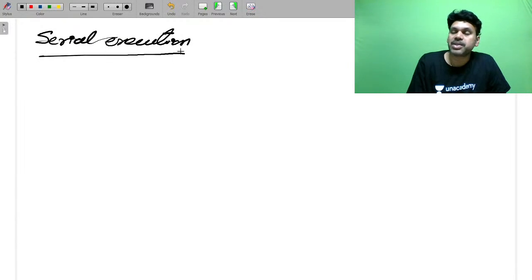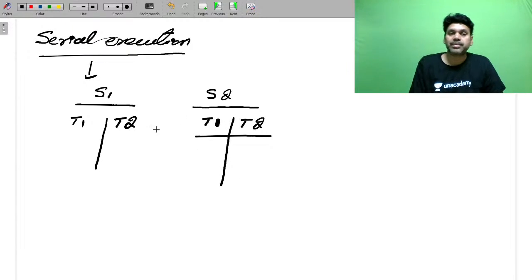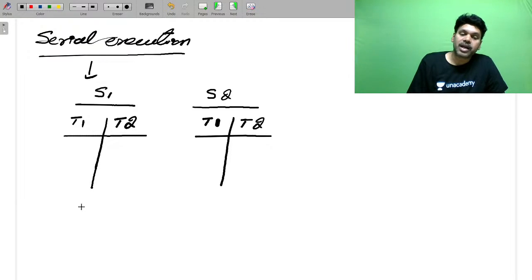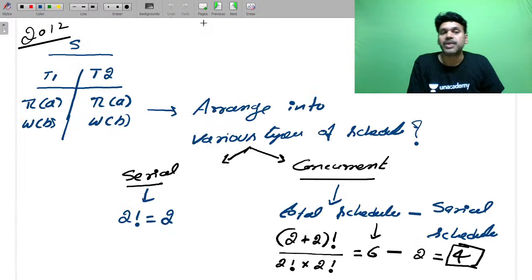So when you talk about the serial execution, according to the schedule, I can derive two schedules, S1 and S2, each consisting of two transactions, T1 and T2. In the first form, I am going to write the order T1 followed by T2, and in the second form, I am going to take T2 followed by T1.